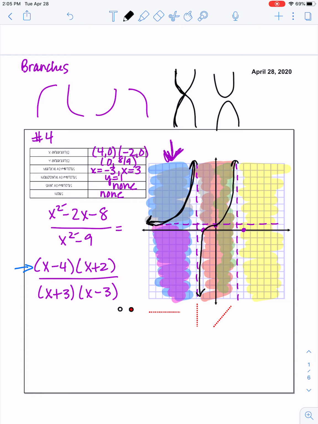And yes, your branches can cross horizontal asymptotes. They can't cross vertical, but they can cross horizontal. You see right here it's crossing, and that's okay.